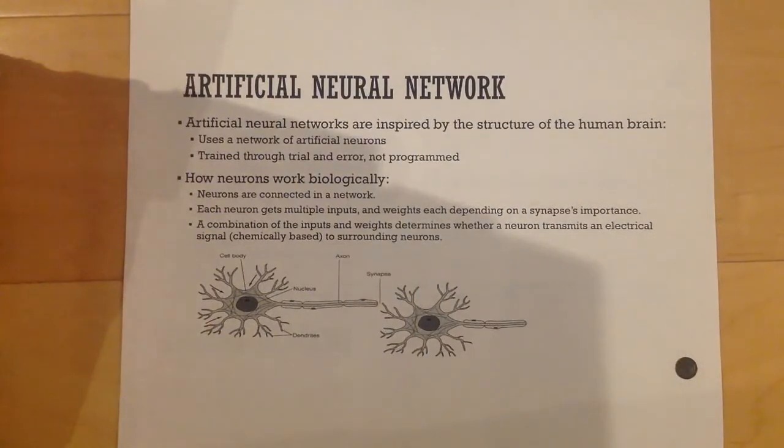And then probably the one that gets the most attention these days is the artificial neural network. I feel like that's the buzzword that gets thrown around the most when you're dealing with artificial intelligence. And it's inspired by the structure of the human brain. It's not to say it's building a human brain, but it takes inspiration from it. And it uses a network of artificial neurons. And I think the most interesting thing is that it's trained through trial and error, not programmed.